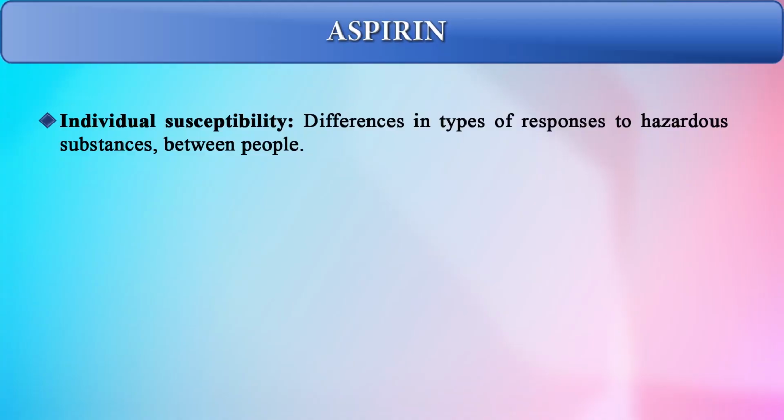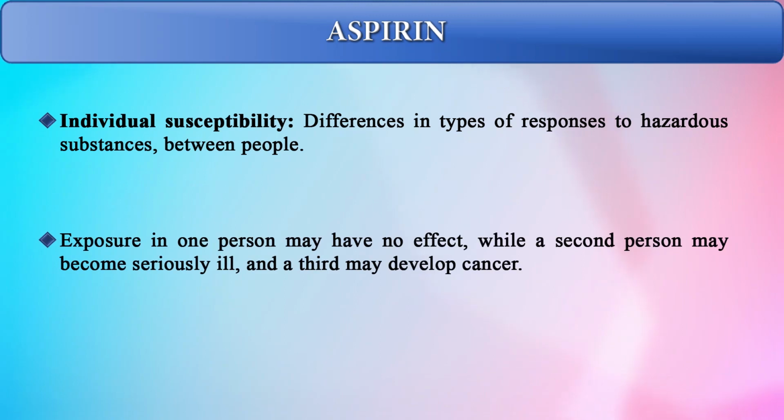In the same way, in one person an exposure can cause no effect, while a second person may become seriously ill, and a third person may also develop cancer. So this is referred to as individual susceptibility. That means a certain kind of toxic substance or toxicant will have different effects in different individuals.